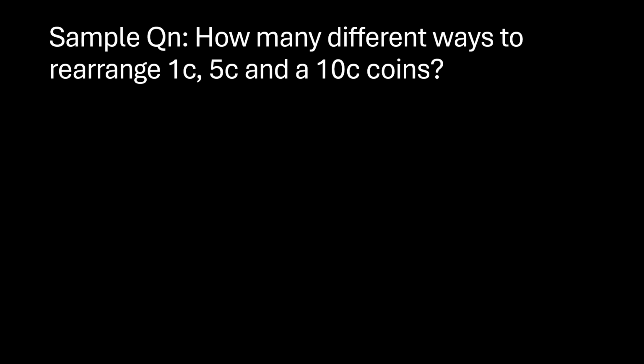how many different ways can you rearrange 3 different objects, which is a 1-cent, a 5-cent, as well as a 10-cent coin. Now the answer to this, I will reveal it in 3, 2, 1, which is going to be 3 factorial, being 6. Now there's going to be some visual proof where I will show you, which is right here.